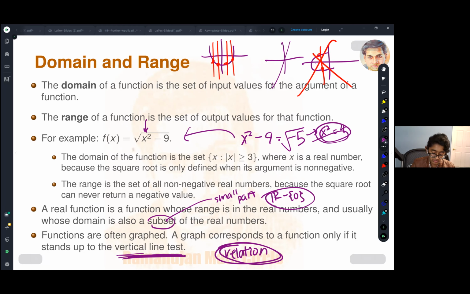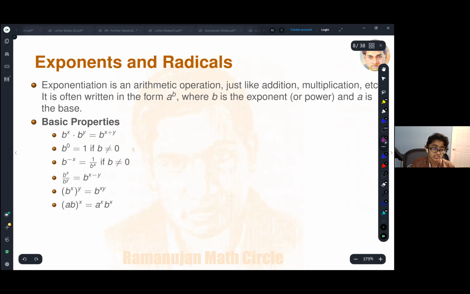So that leaves us with going into exponents and radicals in the next section.